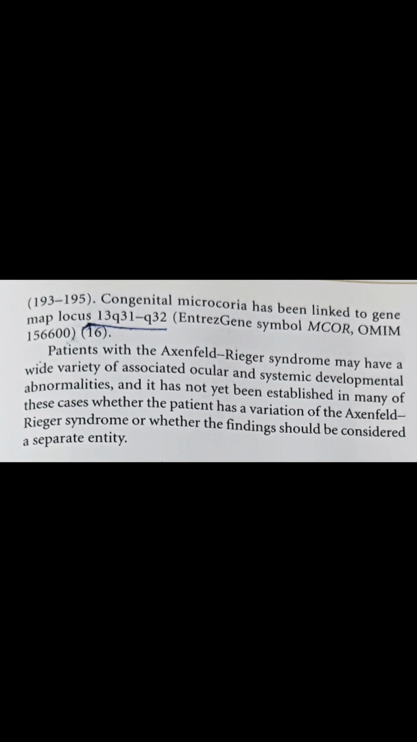Patients with the Axenfeld-Rieger syndrome may have a wide variety of associated ocular and systemic developmental abnormalities, and it has not yet been established in many of these cases whether the patient has a variation of the Axenfeld-Rieger syndrome or whether the findings should be considered a separate entity.